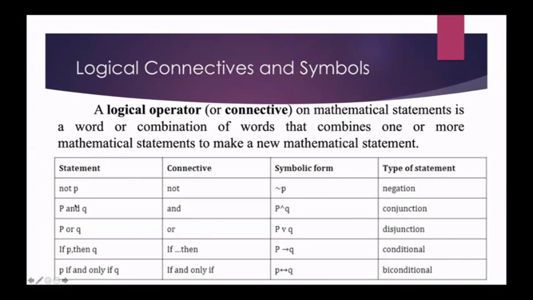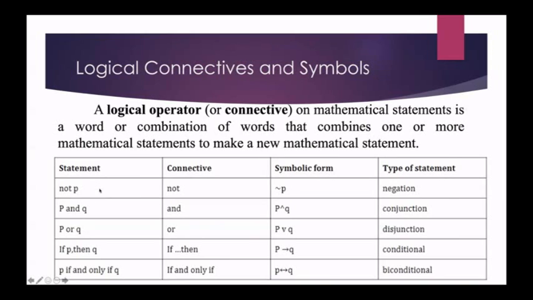Okay, class? But this should be small letter. For example, if you have a statement P, how do you use this connective, not P? For example, today is Monday. That's true, right? I can say today is not Monday. That is false. So how do I put it in symbols?